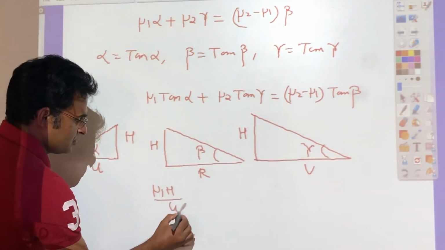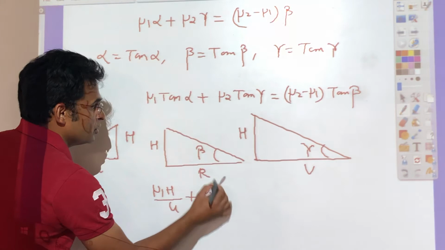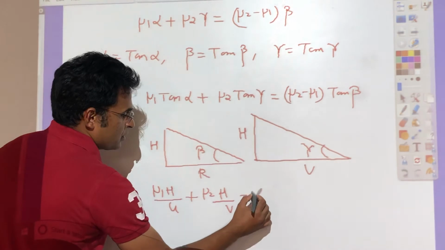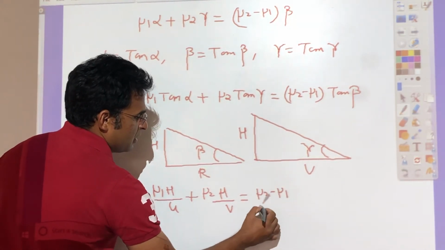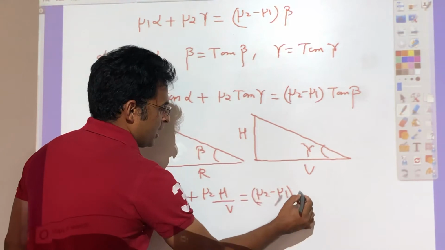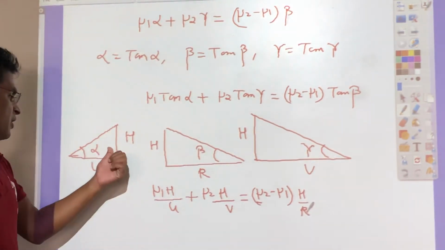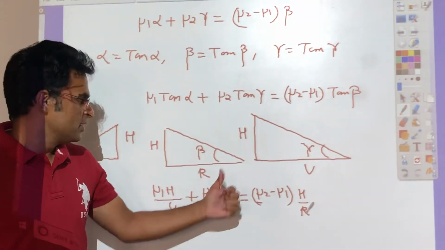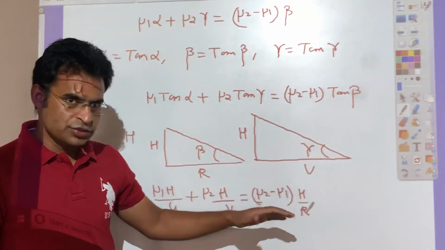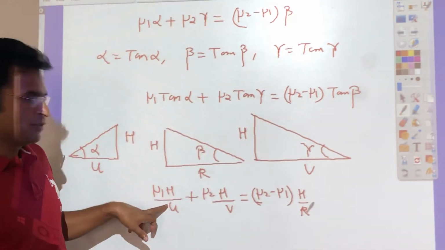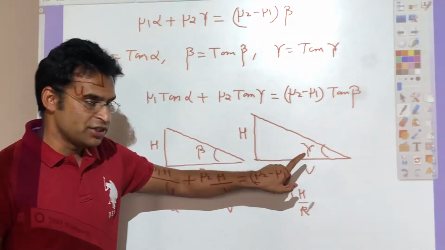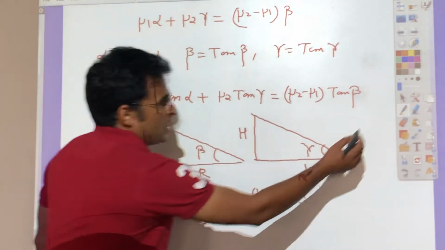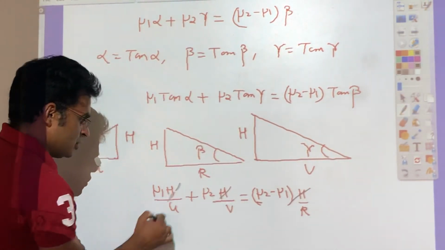So mu1 into h divided by u plus mu2 into h divided by v is equal to mu2 minus mu1 into h divided by r. What I did: tan alpha will be h divided by u, tan beta h divided by r, tan gamma h divided by v. So in place of tan alpha I am writing h divided by u, in place of tan gamma h divided by v, in place of tan beta h divided by r. So h gets cancelled. Finally I can cancel this h.